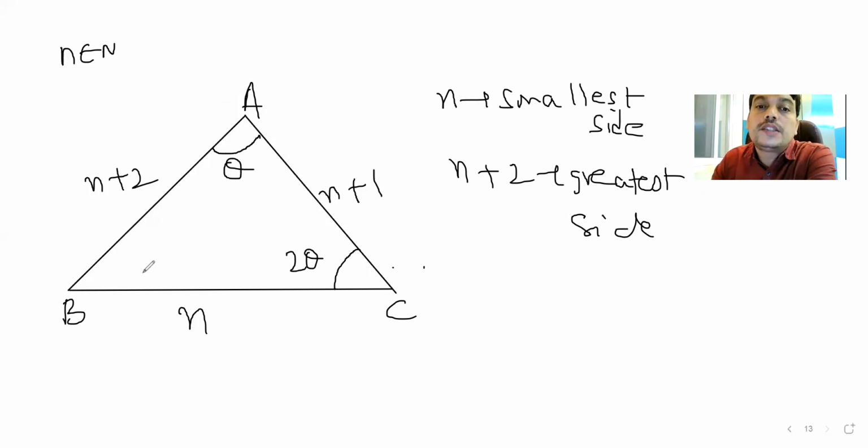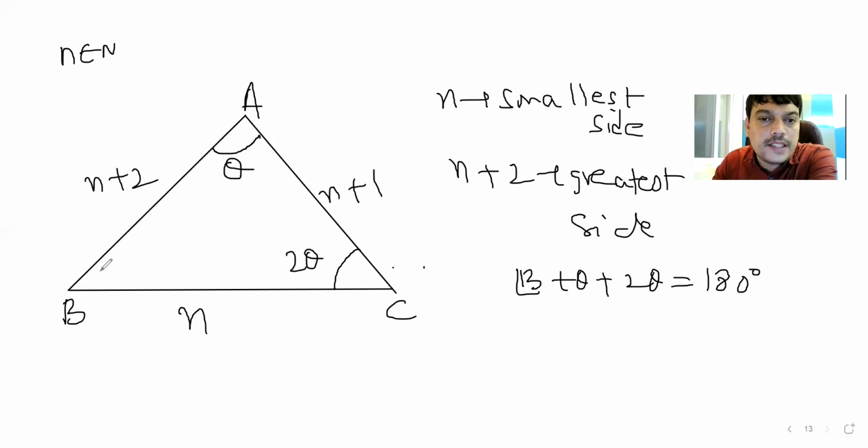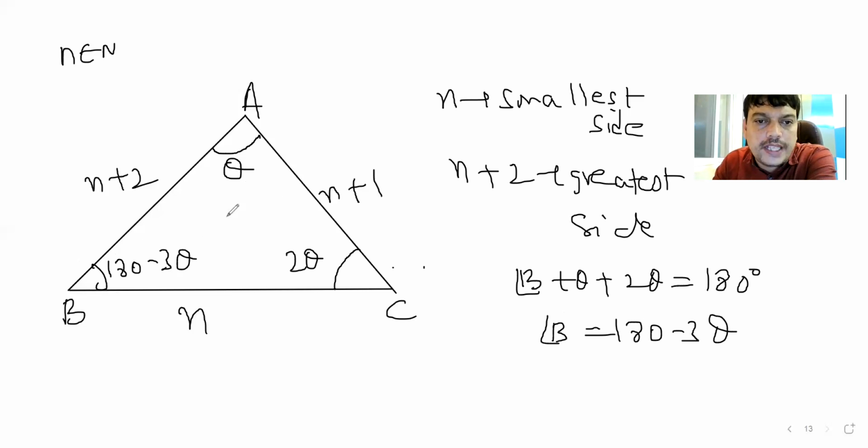How do we find it? The sum of the 3 angles of a triangle is 180, and we already know these two. So angle B, when added with θ and 2θ together, the sum of the 3 angles is 180 degrees. This is called the angle sum property of a triangle. Whenever you add the 3 angles, you get 180 degrees. So angle B becomes 180 minus 3θ. If we know these 2 angles, we can convert the third angle in terms of θ as well. Now you know 3 angles and 3 sides. Of course n and θ are unknown, but you can relate them and find out.